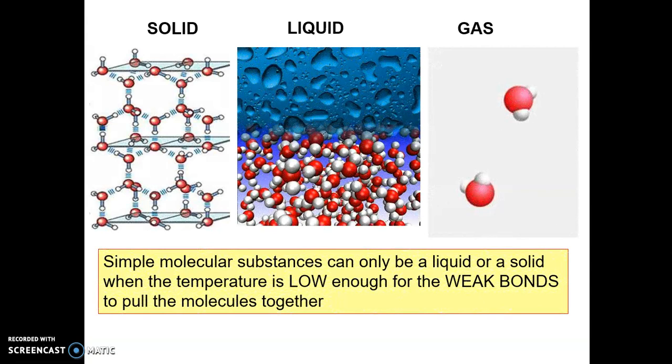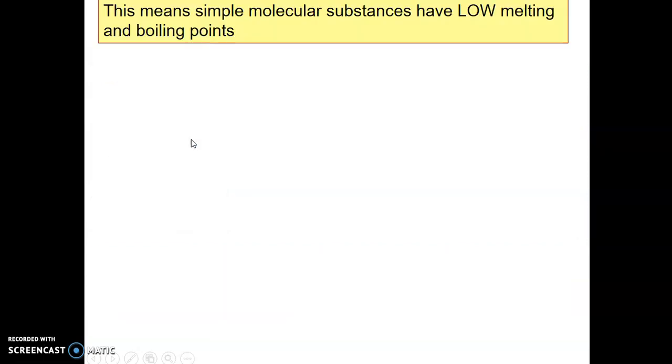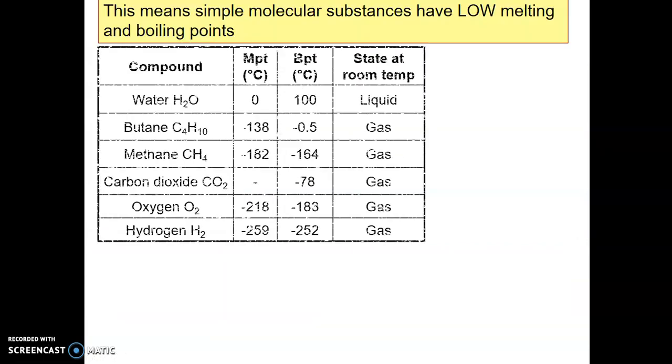So what that means is, when simple covalent molecules change state, they can only do that at certain temperatures. So they will only be a liquid or a solid if the temperature is low enough that they don't have enough energy to break the attractions between the molecules. Okay, it doesn't take a lot of energy to break the attractions between the molecules because the attractions between the molecules are weak. So what that means is they have low melting and boiling points.